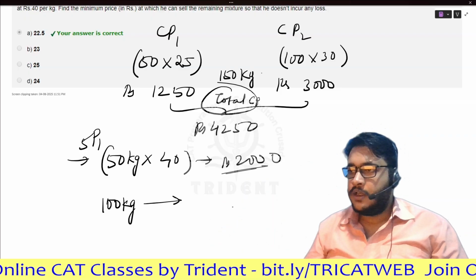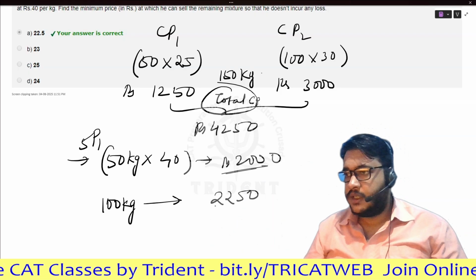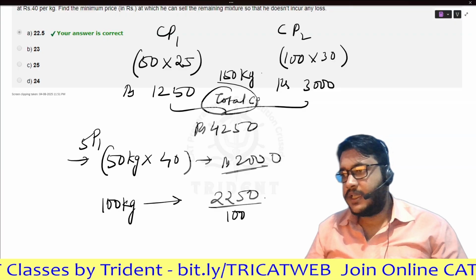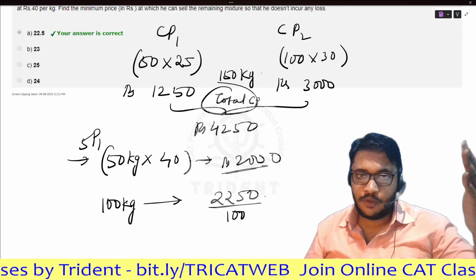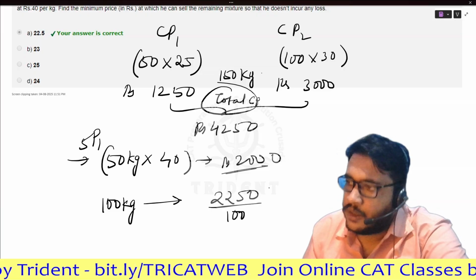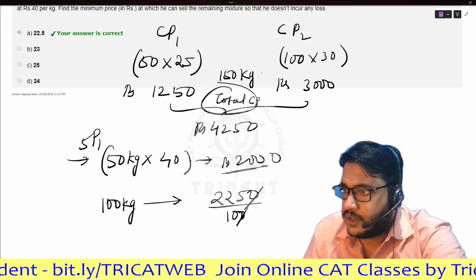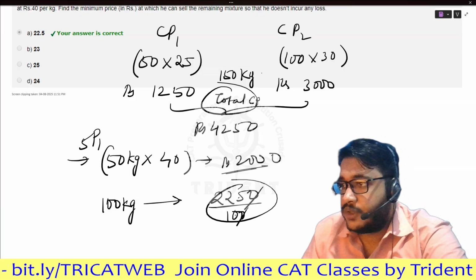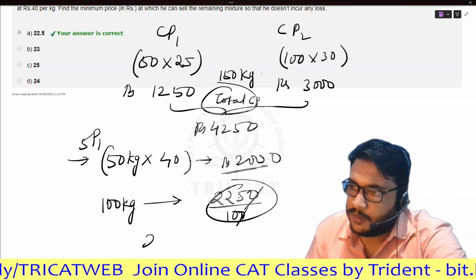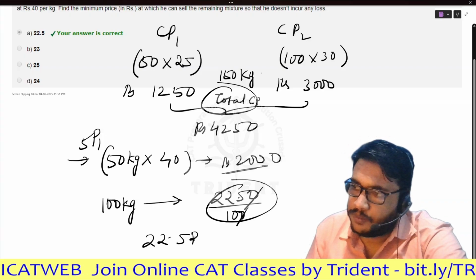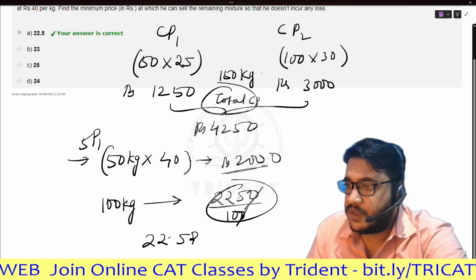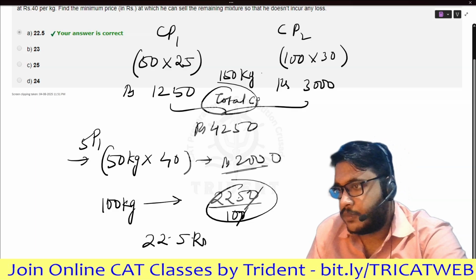So for every kg he should be spending that much amount of rupees. That is, 2250 divided by 100 kg, this will be the rate, rupees per kg. Okay, so this is 22.5. So the rate that he will be putting out will be 22.5 rupees per kg.